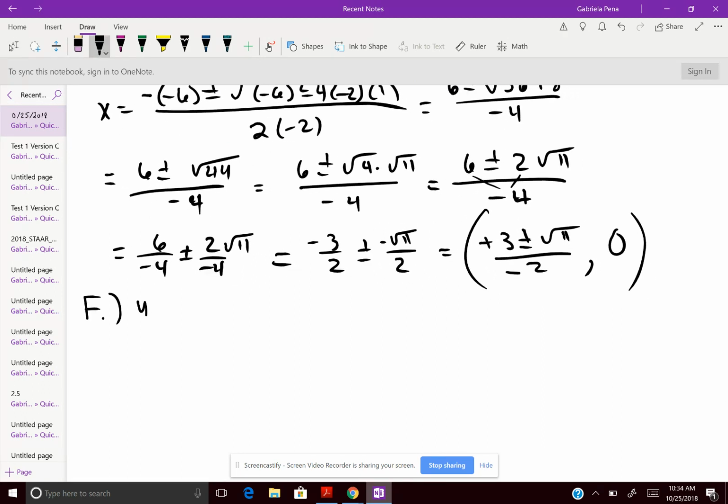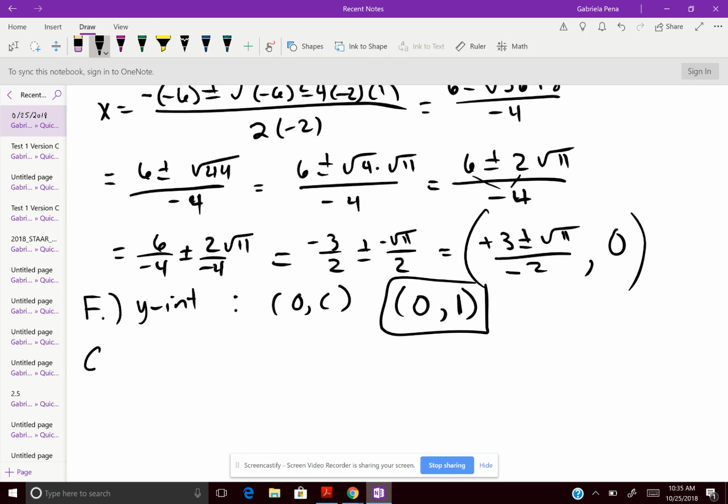Now the next part. F is your y-intercept. That one's easy. It is 0, c. So what's my c value? 1. So your y-intercept in standard form is 0, c. The last thing you have to look for is domain and range.